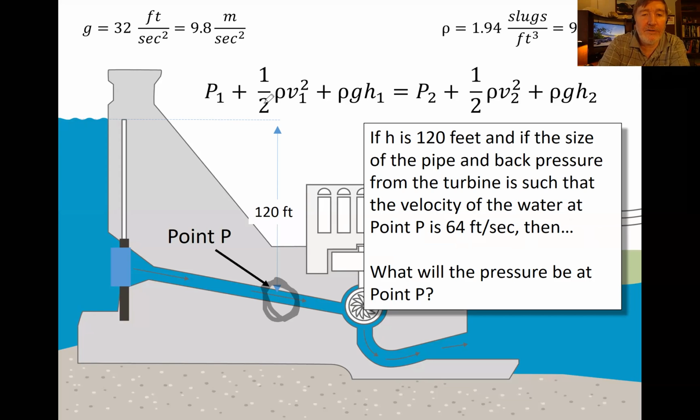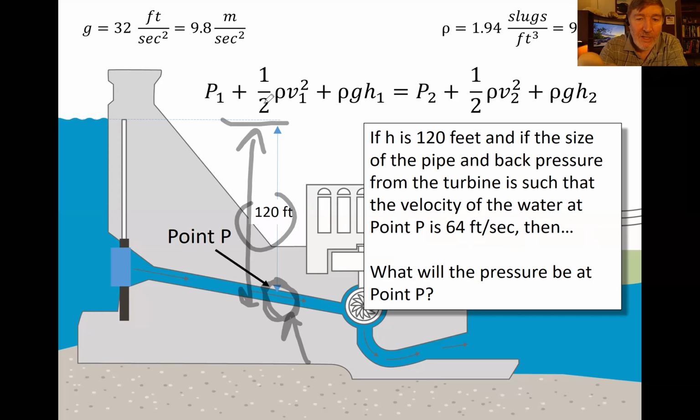It's 120 feet below the water level, but it is not open up to the atmosphere. What I did before was say that the pressure up here was 0 and the pressure down here was 0 too. I cannot do that this time because it's not open to the atmosphere. In fact, this pressure right here is what we want to calculate.